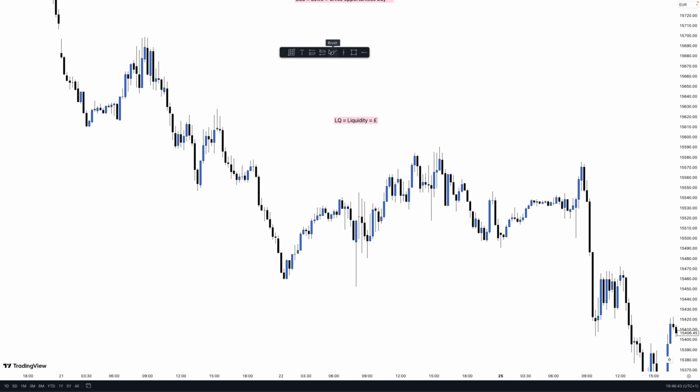So in this video, we're going to be going over liquidity sweeps. But before we fully understand what a liquidity sweep is, we just need to know what liquidity actually is. LQ stands for liquidity, which essentially just means money.